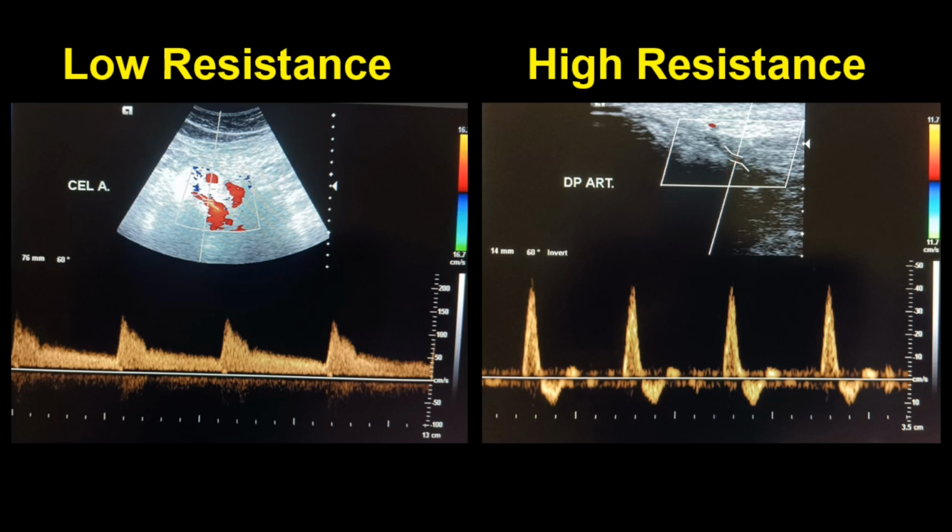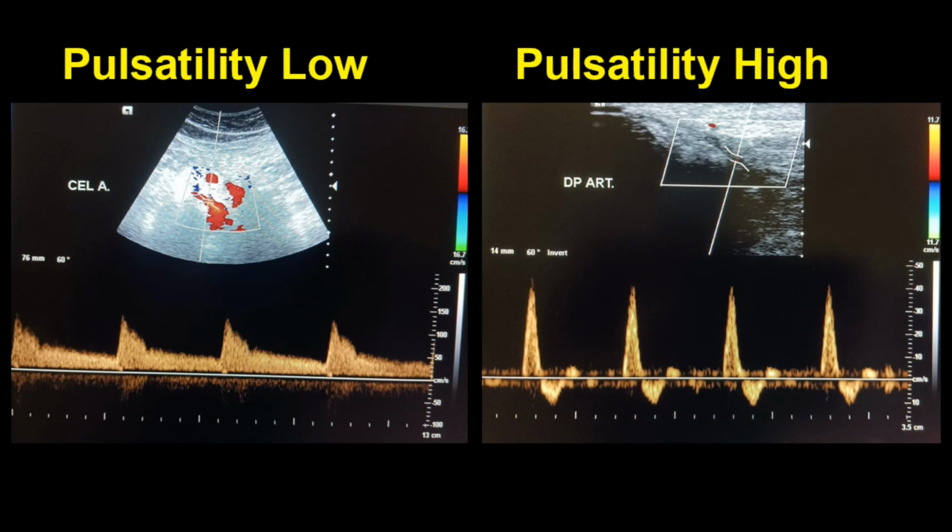Whereas on the right hand side is the high resistance flow pattern of the dorsalis pedis artery. Here the systolic wave is narrow and tall with sharp peak. There is lack of continuous forward flow throughout the diastole. There is even early diastolic flow reversal. The low resistance flow pattern is also called one having low pulsatility, and the high resistance flow pattern is also known as the one having high pulsatility.